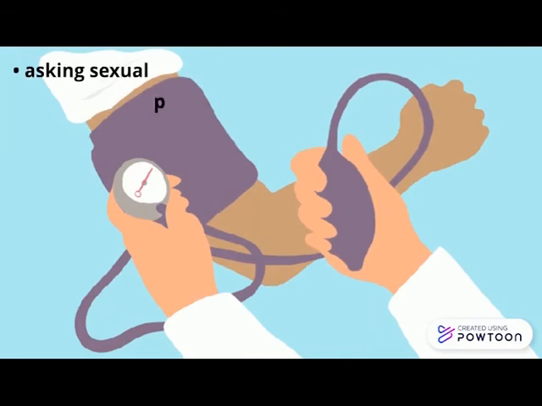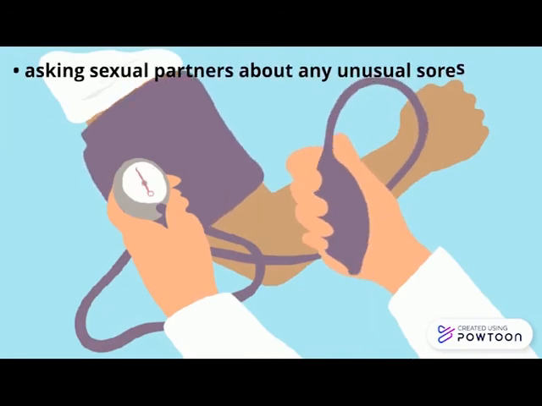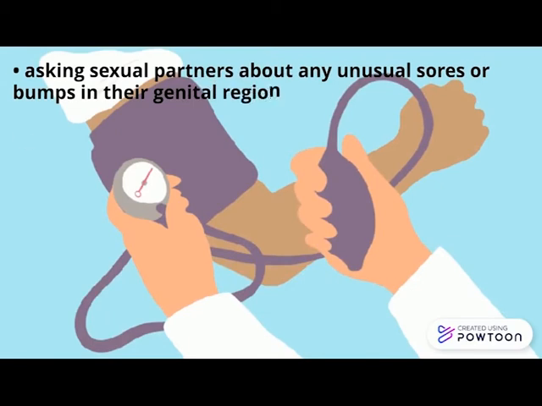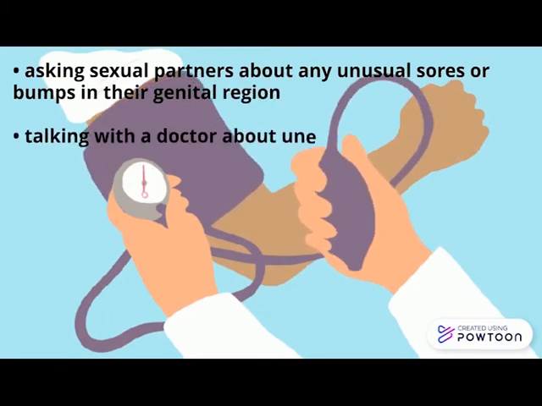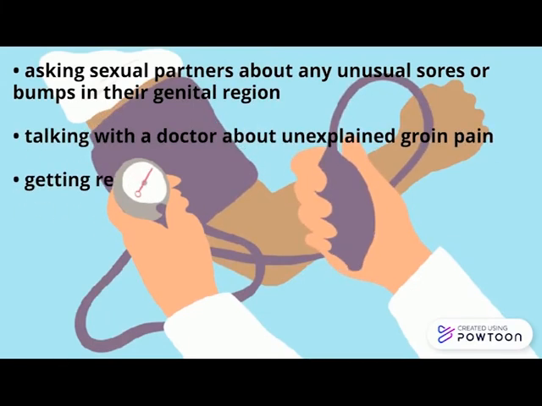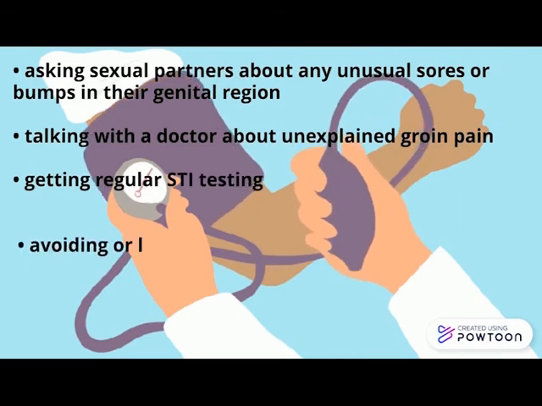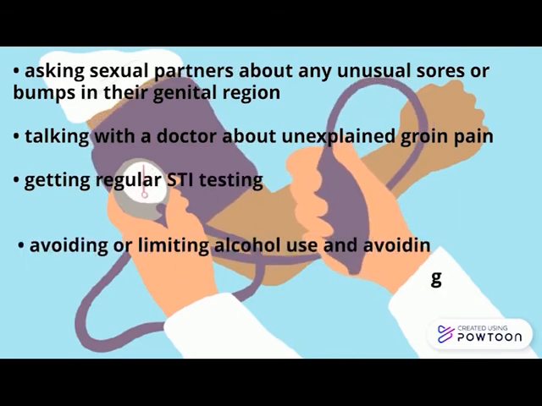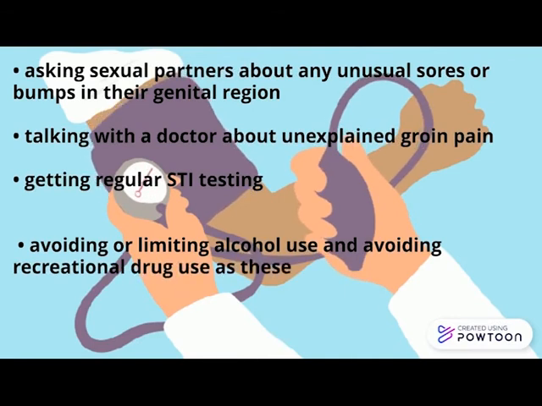Asking sexual partners about any unusual sores or bumps in their genital region, talking with a doctor about unexplained groin pain, getting regular STI testing, avoiding or limiting alcohol use, and avoiding recreational drug use, as this may impair judgment in making healthy choices.